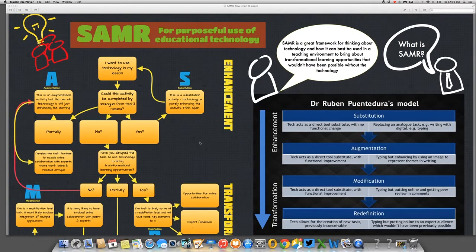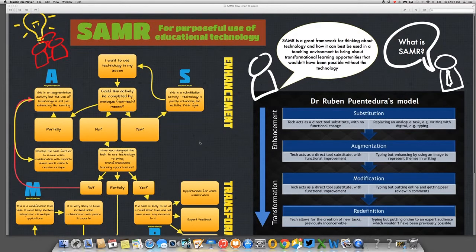How SAMR can be used for purposeful use of educational technology. You know that SAMR is a great framework for thinking about technology and how it can be best used in a teaching environment to bring about transformational learning opportunities that wouldn't be possible without the technology.